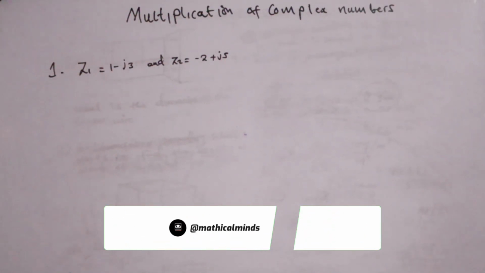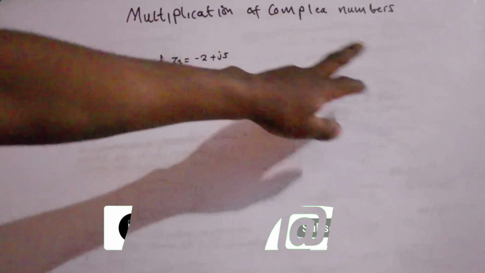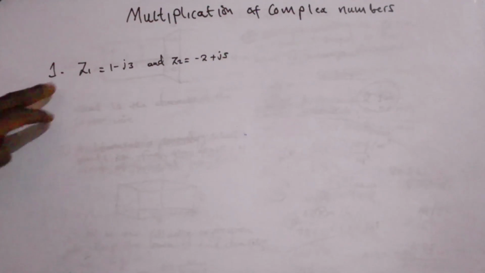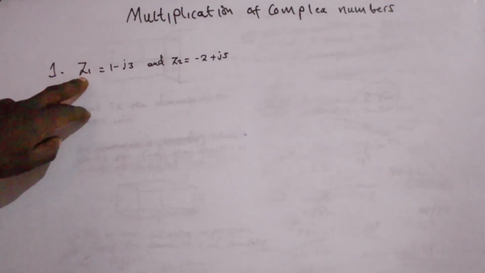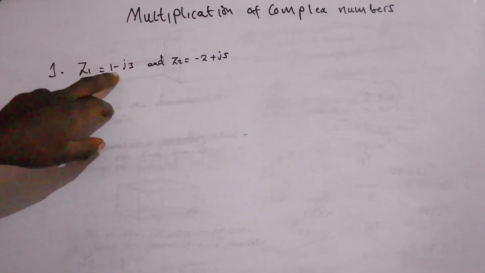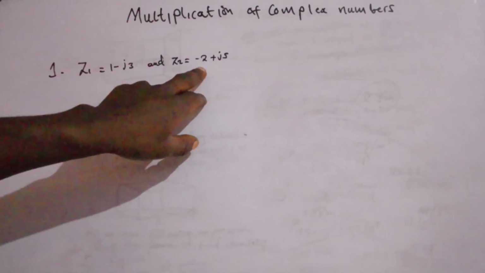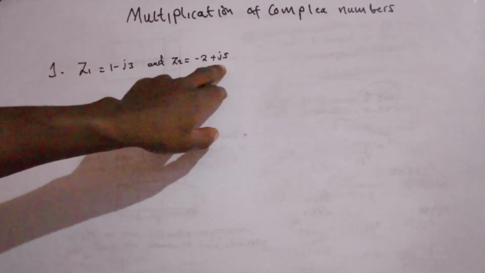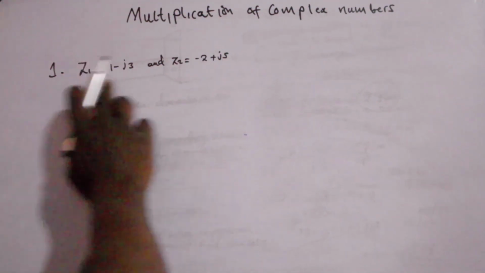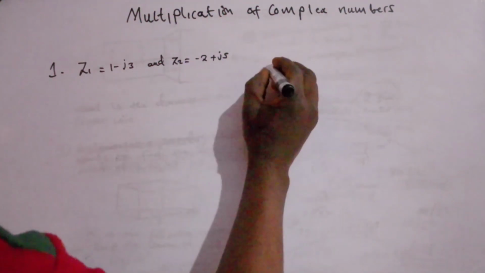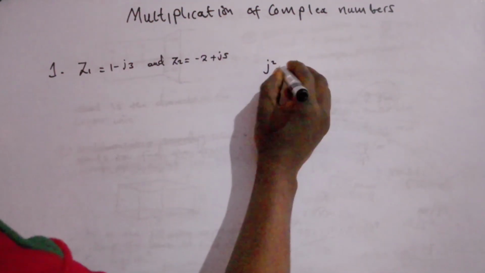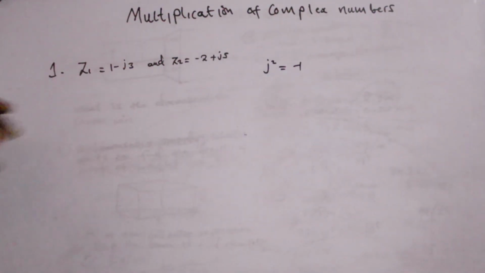Hello viewers, in today's video we are looking at multiplication of complex numbers, and we have been given this question, which is z1 equals 1 minus 3i and z2 equals minus 2 plus 5i, and you can only achieve this by assuming that i squared is equal to minus 1. So now let's get started with this question.